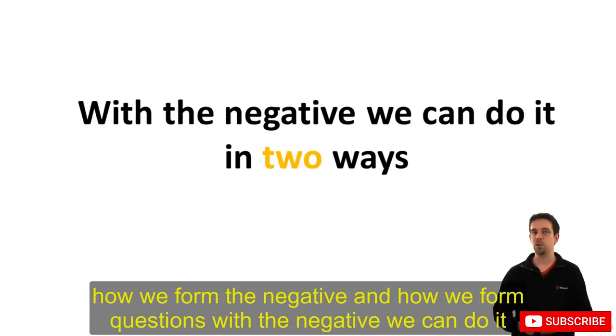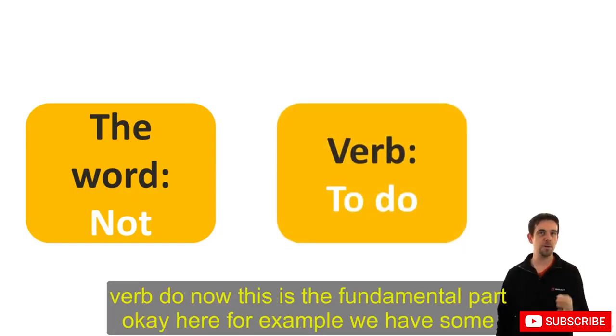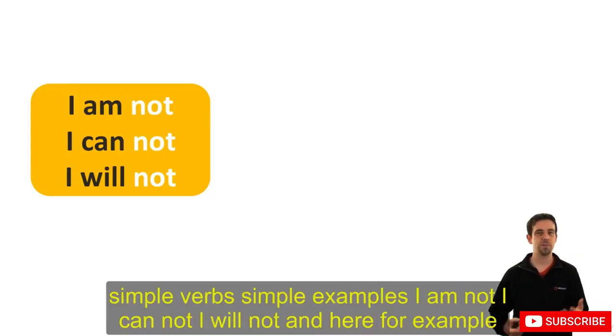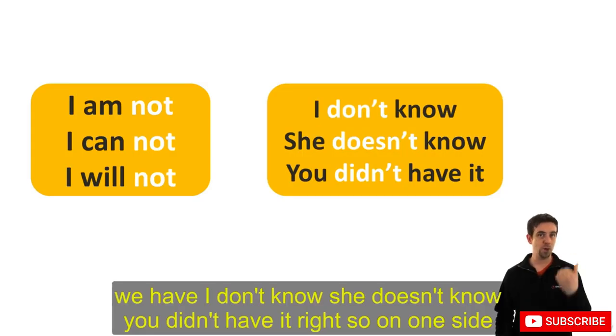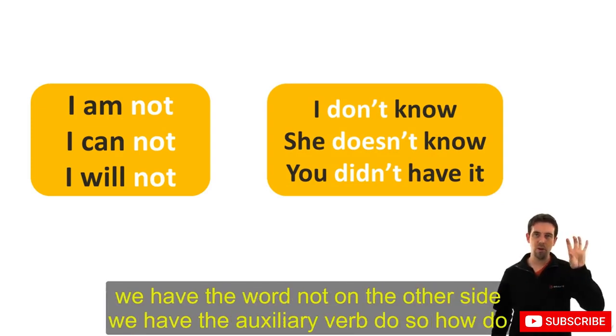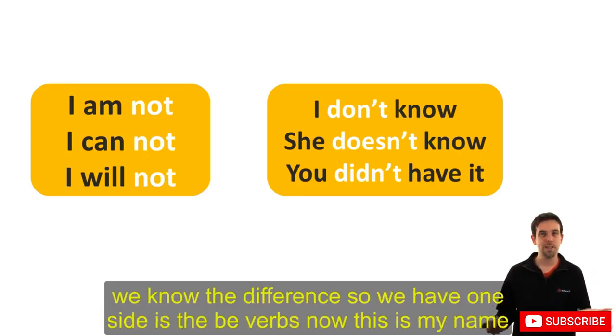With the negative, we can do it in two ways. We can do it with just the word not, or we can use the auxiliary verb do. Now, this is the fundamental part, okay? Here, for example, we have some simple examples. I am not. I can not. I will not. And here, for example, we have I don't know, she doesn't know, you didn't have it, right? So on one side, we have the word not. On the other side, we have the auxiliary verb do. So how do we know the difference?